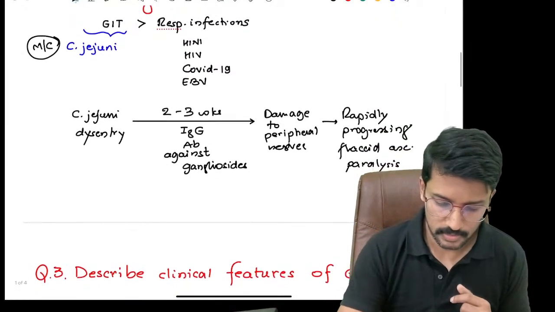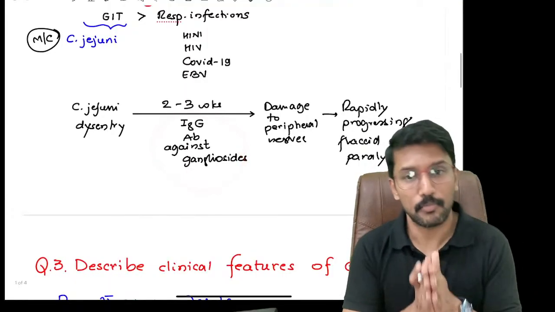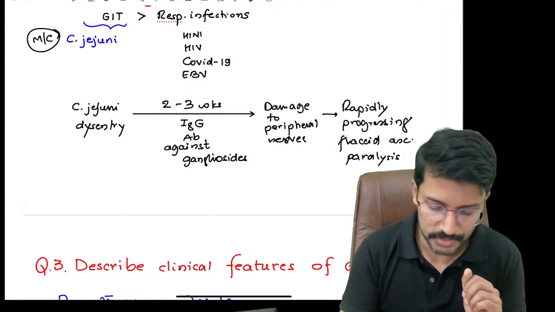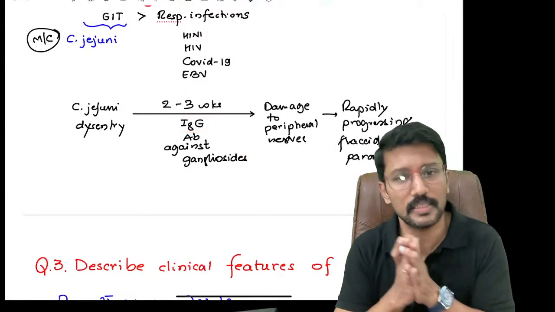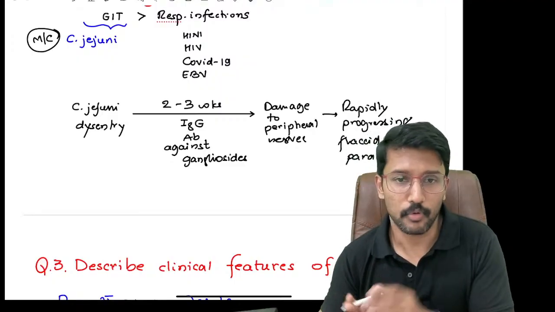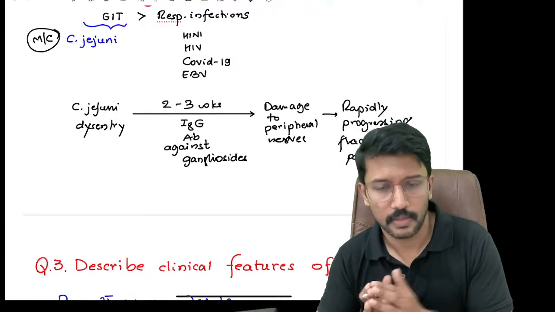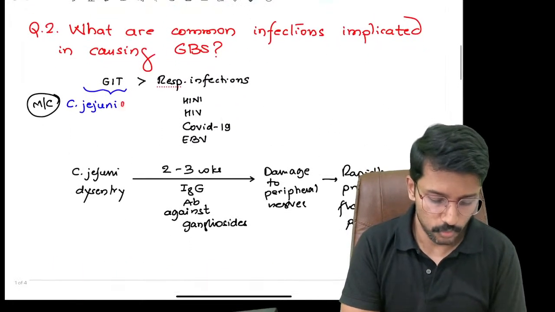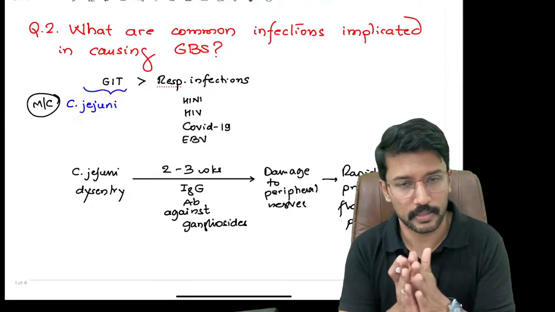Okay. Now, can I call GB syndrome an autoimmune disorder? Why not? Because there is involvement of antibody production. They have asked this MCQ, which class of antibodies are involved? It is the IgG class of antibodies which are responsible. So what MCQs will they ask you? What is the most common infection? It is Campylobacter jejuni.